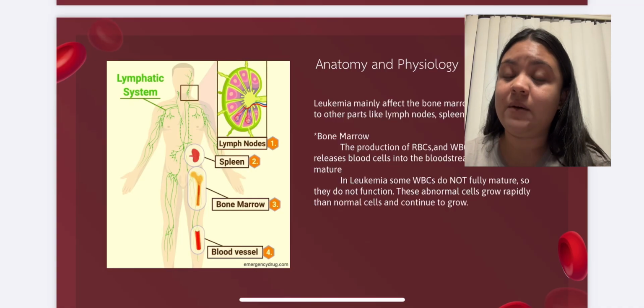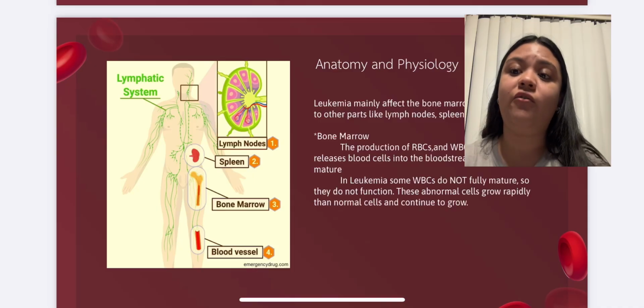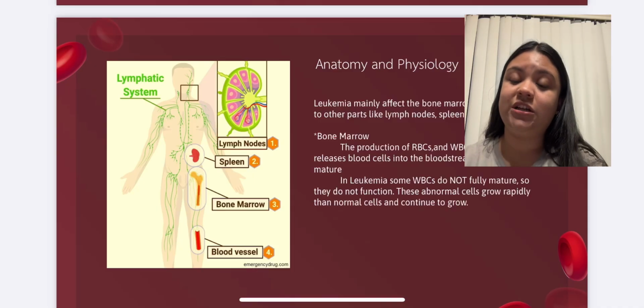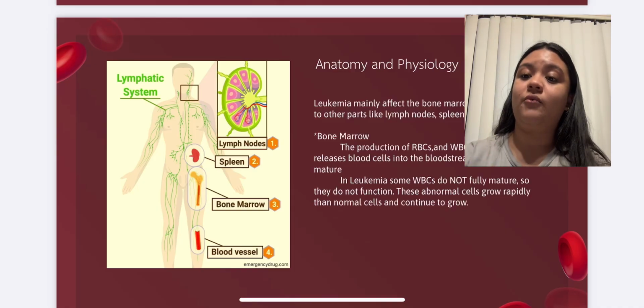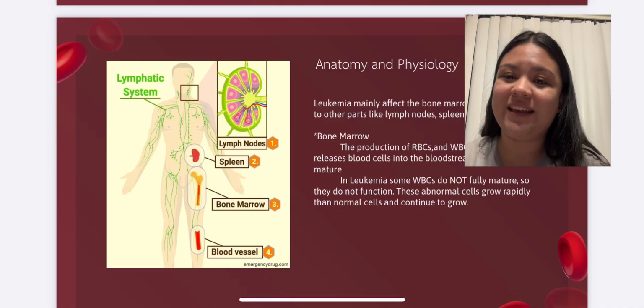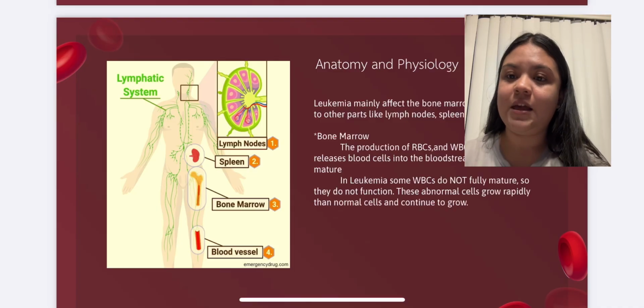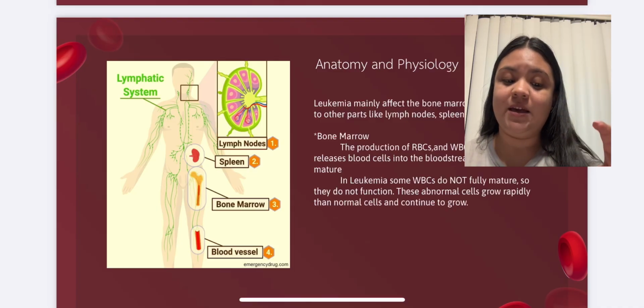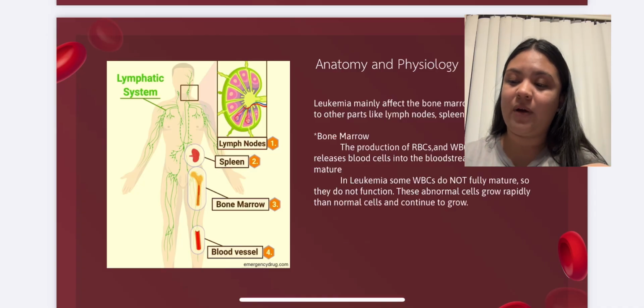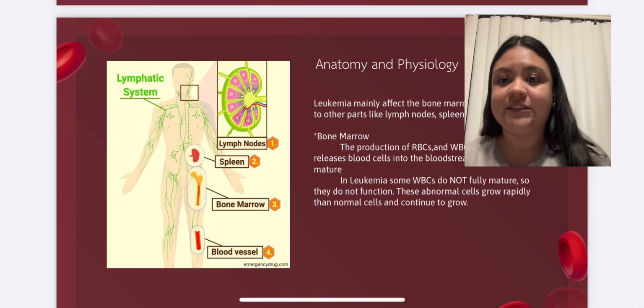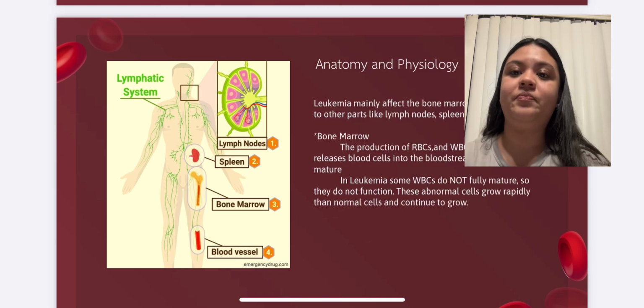However, in leukemia, some white blood cells do not fully mature, so they do not function. These abnormal cells grow rapidly, and then they continue to grow uncontrollably. That's why a lot of the leukemia starts in either the cells that create the white blood cells, or in the bone marrow itself, because this is the main problem.